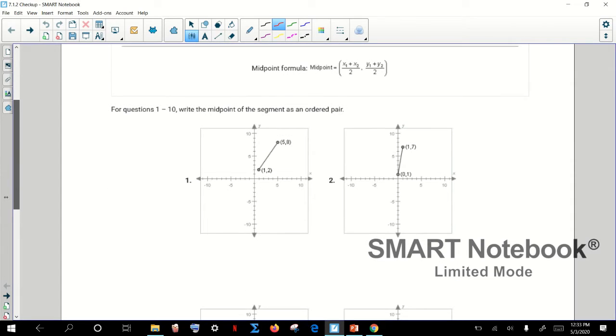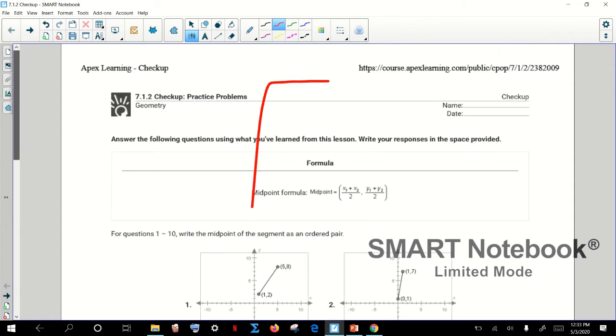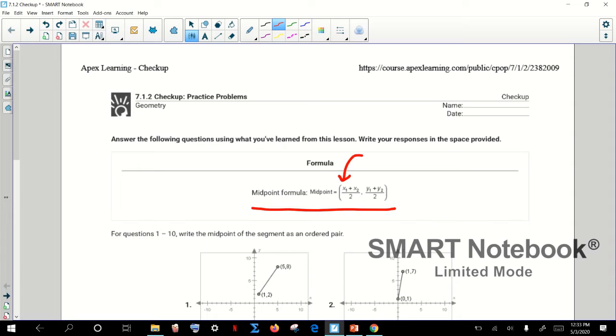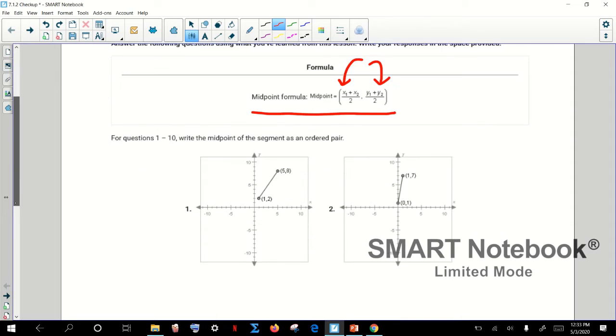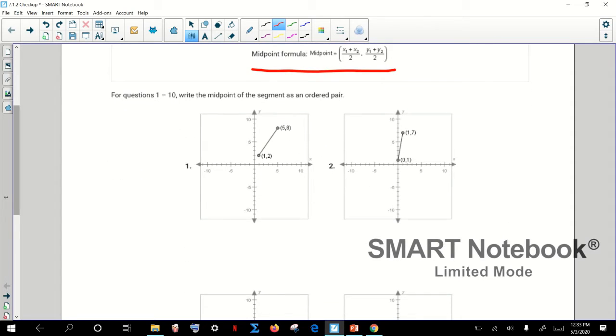So remember the midpoint formula, all you're doing is finding the middle point between two endpoints. All you have to do is take the average of the x coordinates and the average of the y coordinates, and that gives you your midpoint coordinate. Alright, it says write the midpoint of the segment as an ordered pair. So in other words, just find the midpoint.